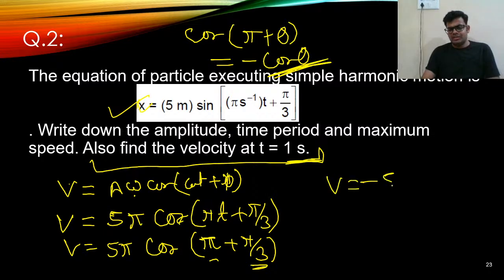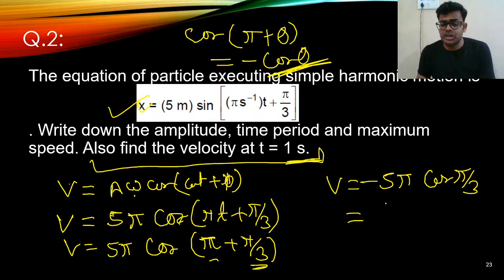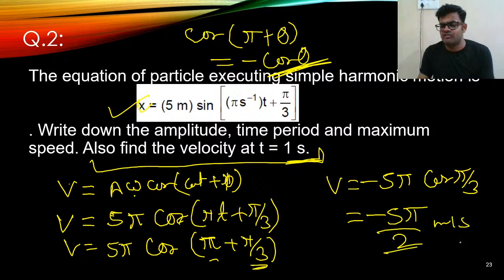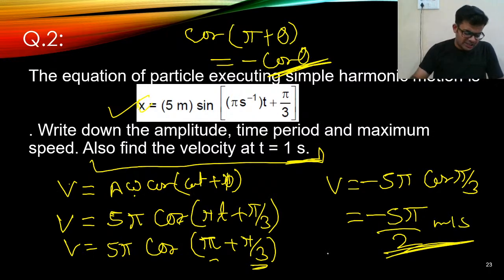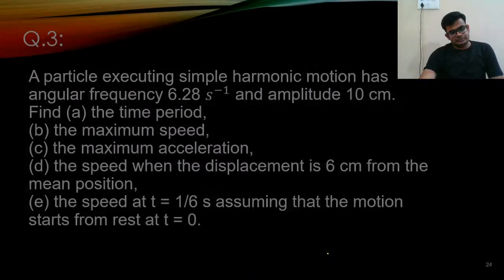So what I will get? v is equal to minus 5 pi cos of pi by 3. And all of you know the value of cos pi by 3. What is the value of cos pi by 3? Pi by 3 is 60 degree. Cos 60 degree is 1 by 2. So 5 pi by 2 meter per second is the final answer. So velocity of the particle at time t equals 1 second is minus 5 pi by 2 meter per second. This is very important for NEET, my dear friends. Okay. So this is very good question and very important for NEET. So let's move to the next slide.